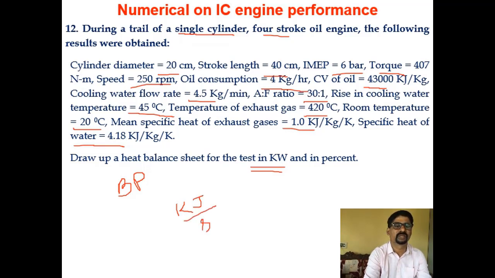Fuel consumption is given as 4 kg per hour, so 4 divided by 3600, whereas water flow rate is given as 4.5 kg per minute, divided by 60. Air fuel ratio is given as 30:1, so you have to multiply this by 4 to get your mass of air, but it is per hour, so divide by 3600 to get it in kg per second. Rest of the calculations as usual.